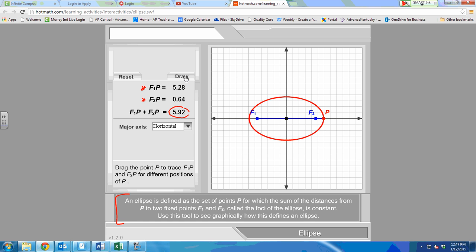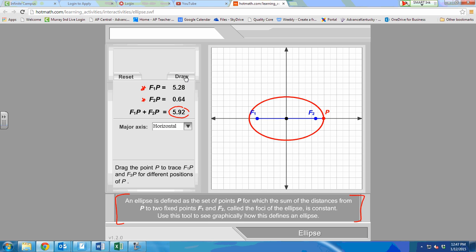It says down here, an ellipse is defined as the set of points P for which the sum of the distances from P to 2 fixed points, foci, is constant. That's the definition.